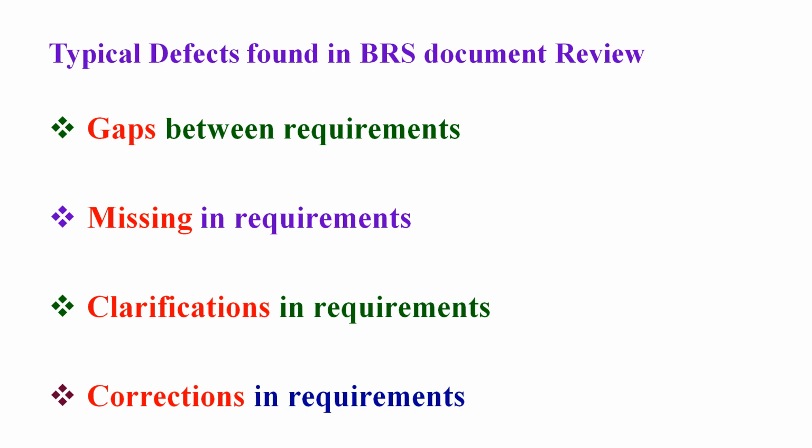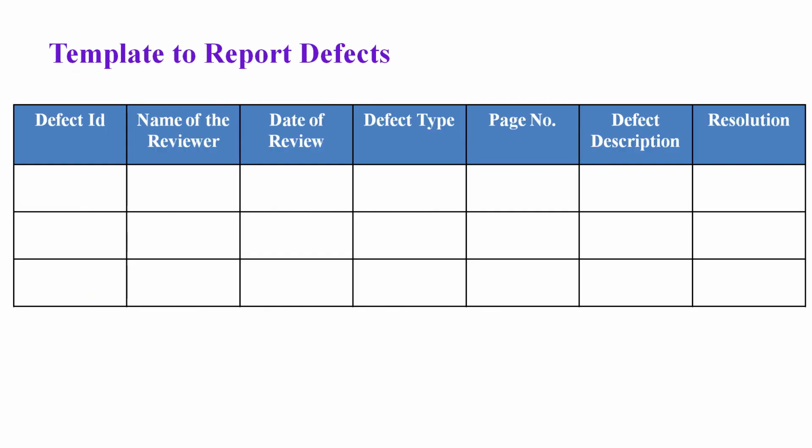Now, after finding the defects, what are we supposed to do? You have to report those defects. How to report the defects? There will be some mechanism. What type of mechanism? There will be some template, some document. By using this template or this document, all the team members have to report those defects to the author of the document.